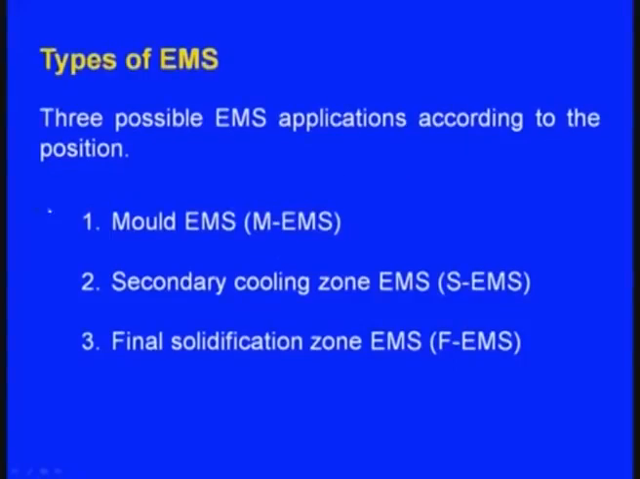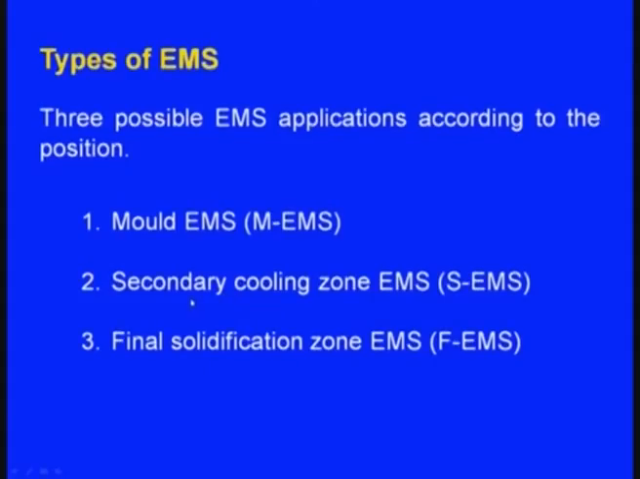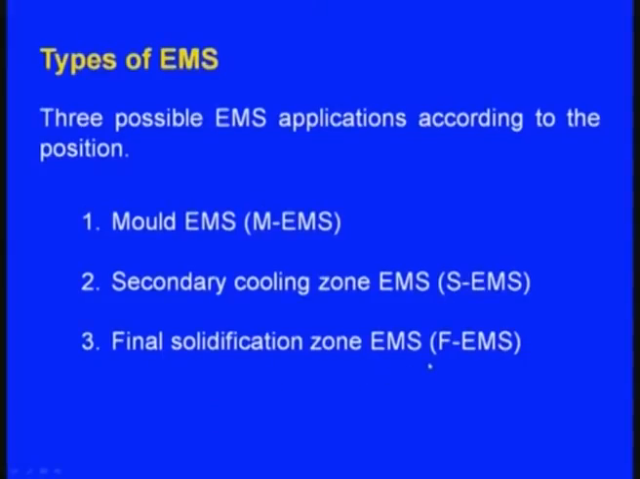Now, we have seen the importance, applications, and advantages of electromagnetic stirring in continuous casting. Now, there are three types of EMS applications. Three possible EMS applications according to position are: one is the mould EMS, mould electromagnetic stirring, also known as MEMS. Second one, EMS applied at the secondary cooling zone, known as the secondary cooling zone EMS or simply SEMS. Next one, final solidification zone EMS or FEMS. Now, we will see these one by one.